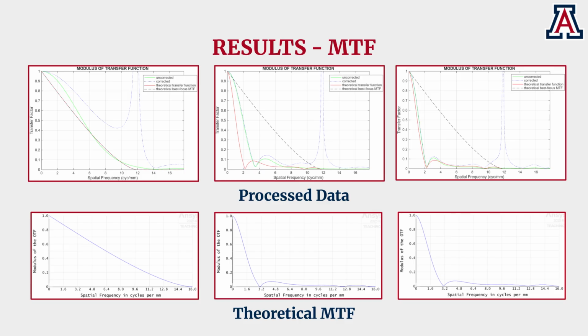The corrected curve appears to contain some artifact around the theoretical cutoff frequency of 11.8 cycles per millimeter. However, we believe this to be inaccurate, as the system modeled in Zmax shows a cutoff frequency of around 15 cycles per millimeter, which is closer to what our data shows.